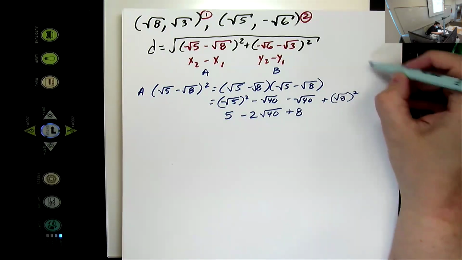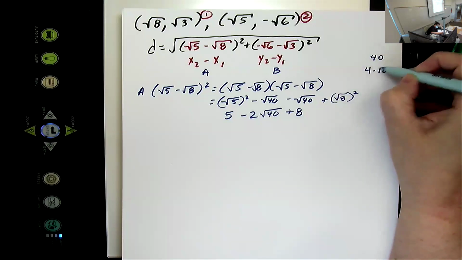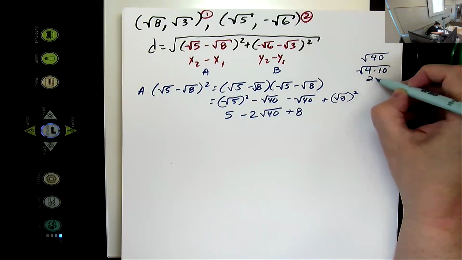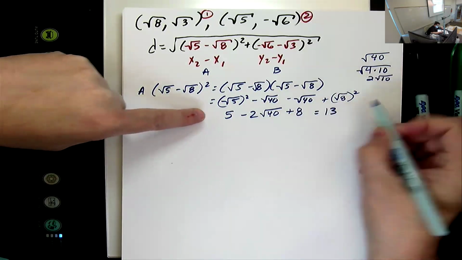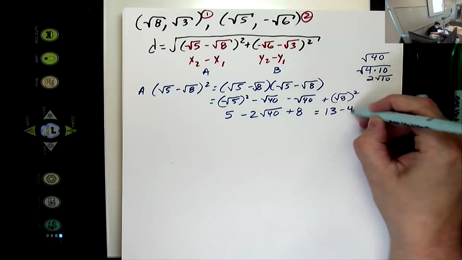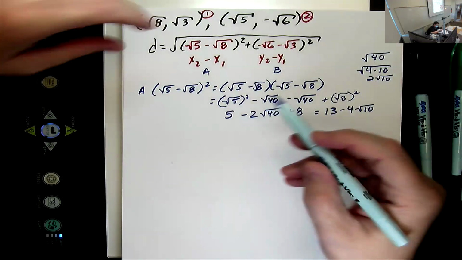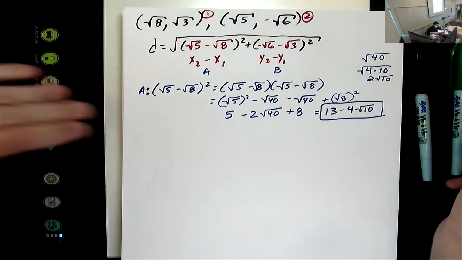And 40 is 4 times 10, so we can make the 40 into a 2 root 10. And we got another 2. I'm going to combine this all together. I got 5 plus 8 is 13, and then minus 2 times 2 root 10 is minus 4 root 10. That's that first part squared, so I'm going to put a box around that. We're going to need that later on. That's A.